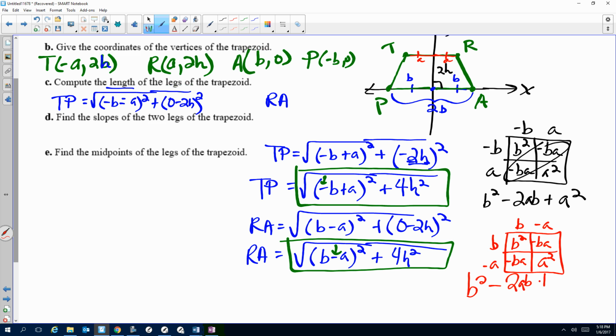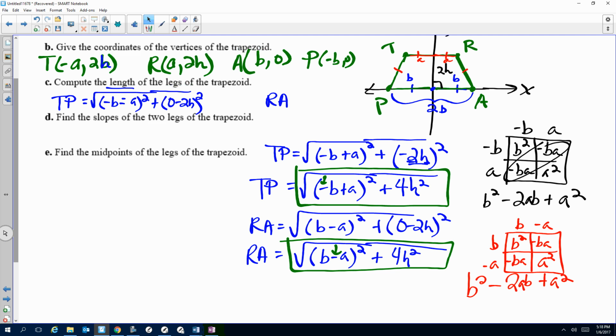2ab plus a squared. Yeah, some of you saw that. Why is that? That's what I'm going to check. See if you can tell me on Monday. So these are the same. If I know that I have the same expression underneath, then I know that these two legs are congruent. So now, if I have two congruent legs, we have an isosceles trapezoid, hopefully.